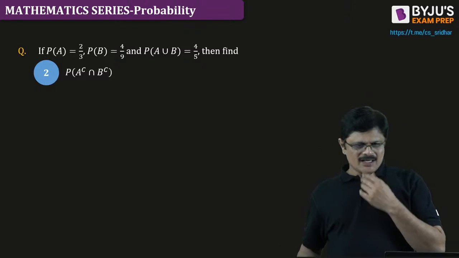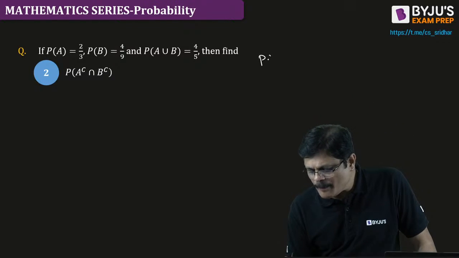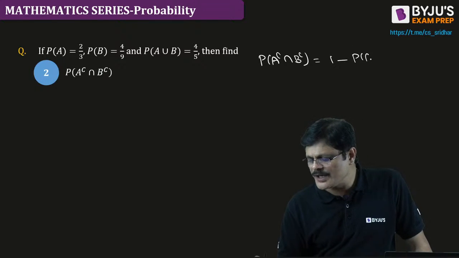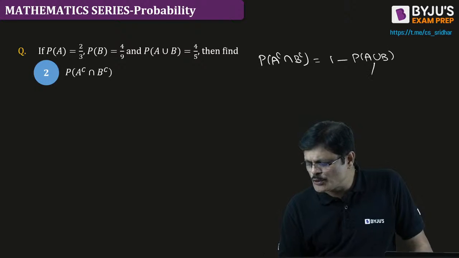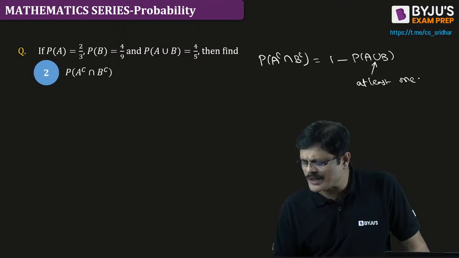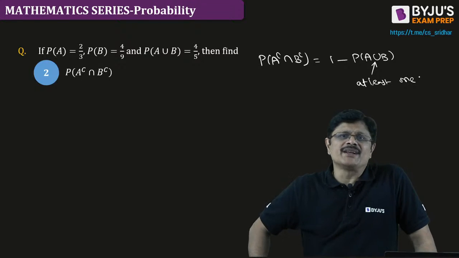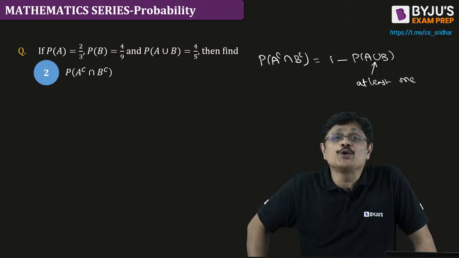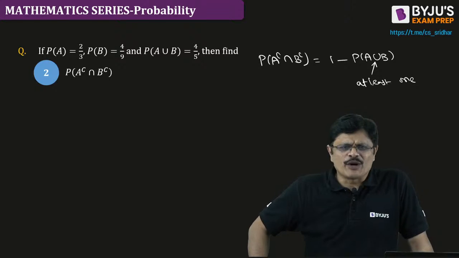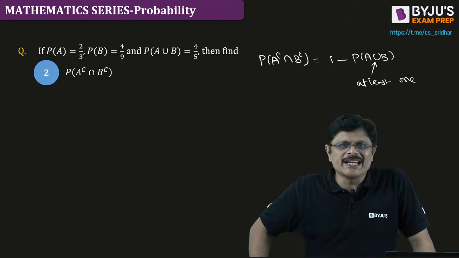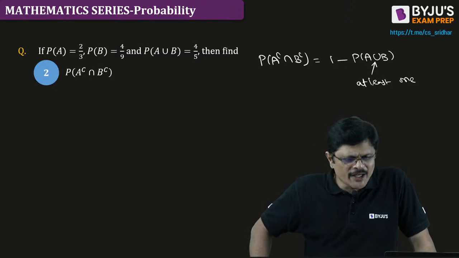Next problem. Now, what about this probability of A complement intersection B complement? See, this is neither A nor B, my dear friend, which is nothing but 1 minus probability of A union B. See, generally that union problem is read as at least one. Whenever they ask at least one, it is a union problem. They are asking for union of the events. Probability of at least one event happening. So you are finding probability of A union B, my dear friends.